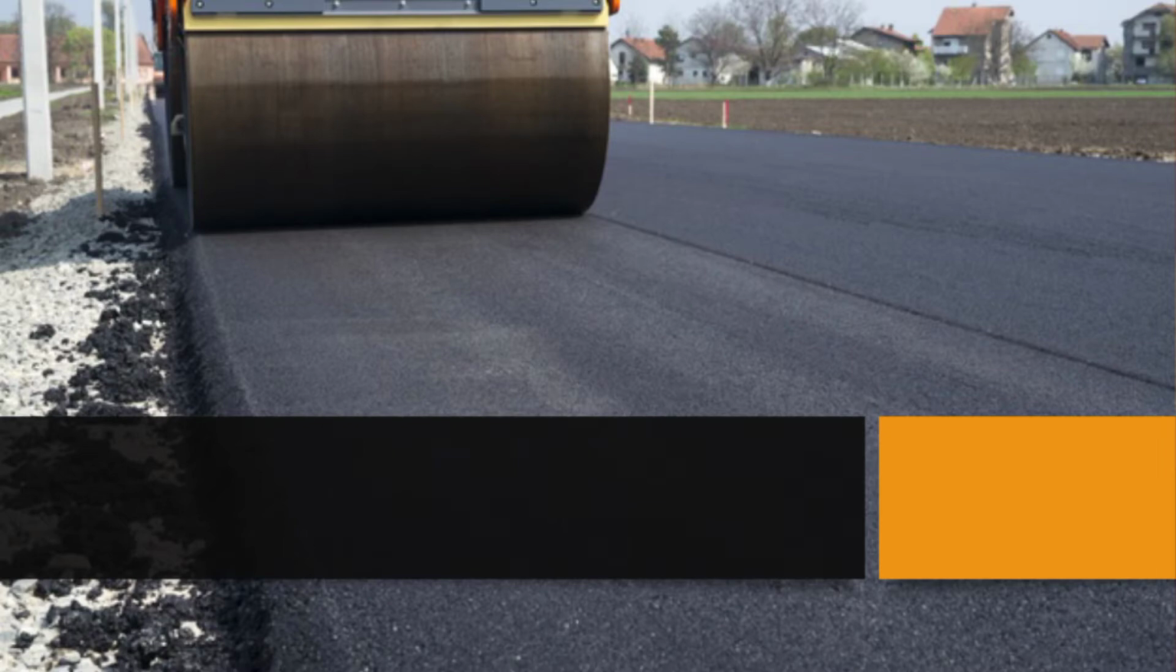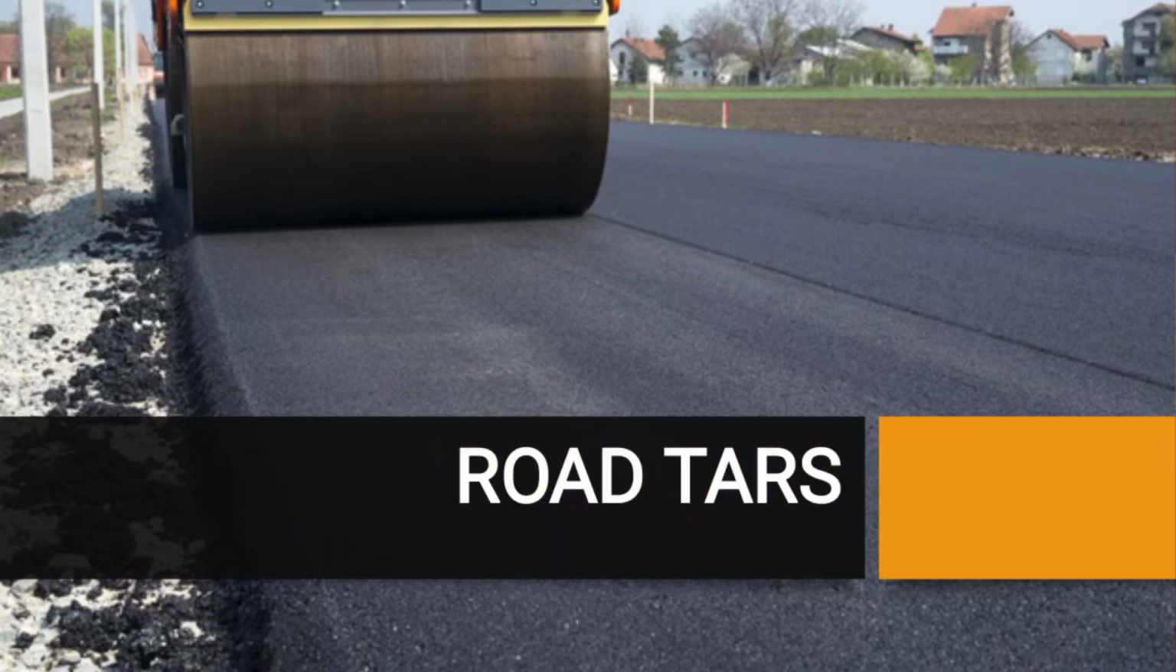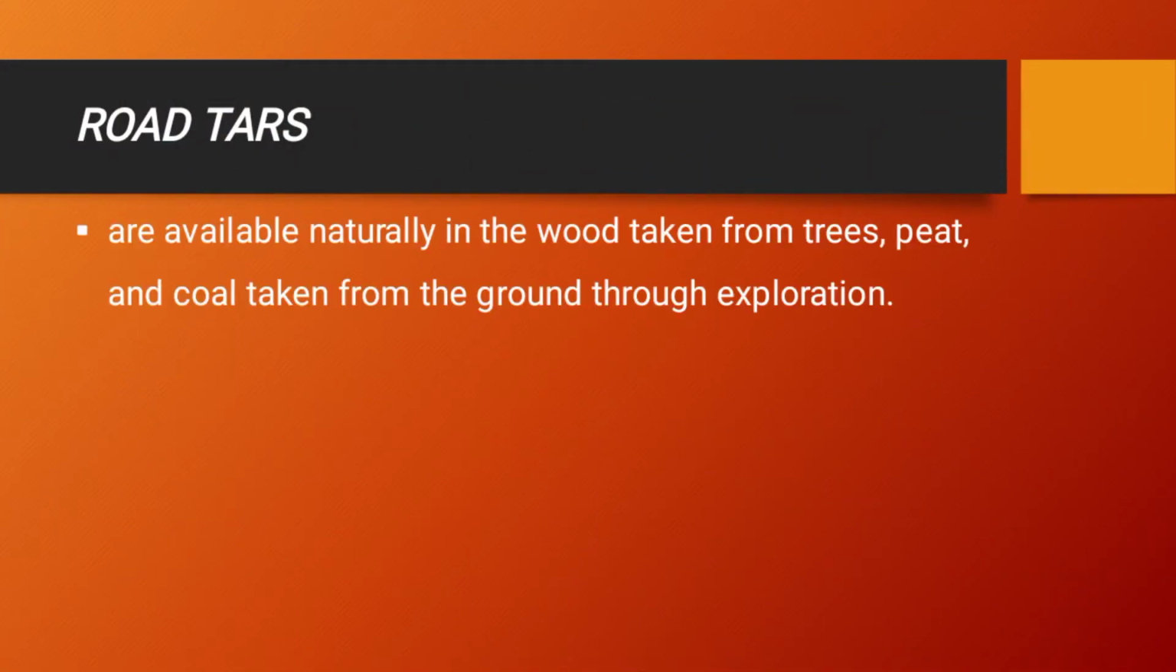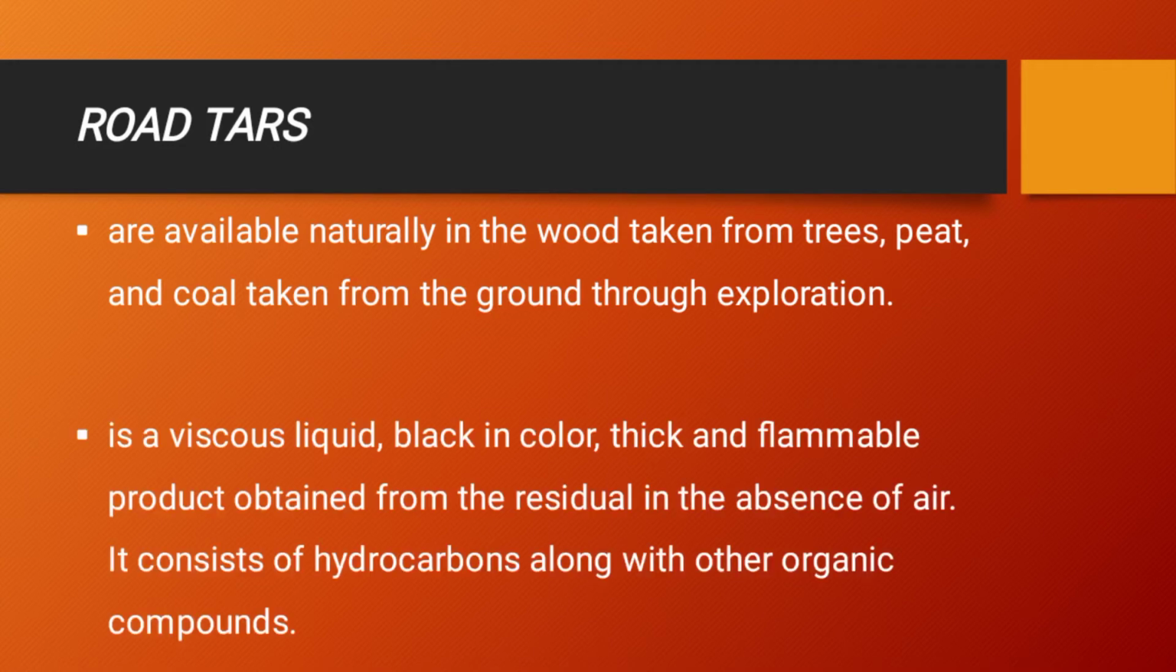So first, let us tackle road tars. Road tars are available naturally in the wood taken from trees, peat, and coal taken from the ground through exploration. It is a viscous liquid, black in color, thick and flammable, obtained from the residual in the absence of air, and it consists of hydrocarbons along with other organic compounds. In addition, it is a byproduct obtained from destructive distillation of coal.